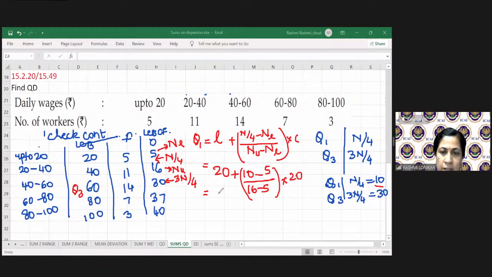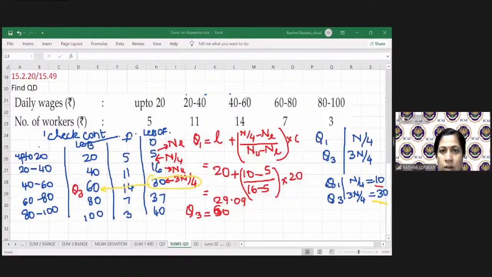If I solve this, how much will I get? The answer is 29.09. Okay, so Q3 I already know is directly equal to 60. Where did this 60 come from? It came from here, because my 3n/4 was 30. I showed you here that 30 came. That 3n/4 is 30, it came directly, not between any numbers, and therefore its Q3 came directly as 60.